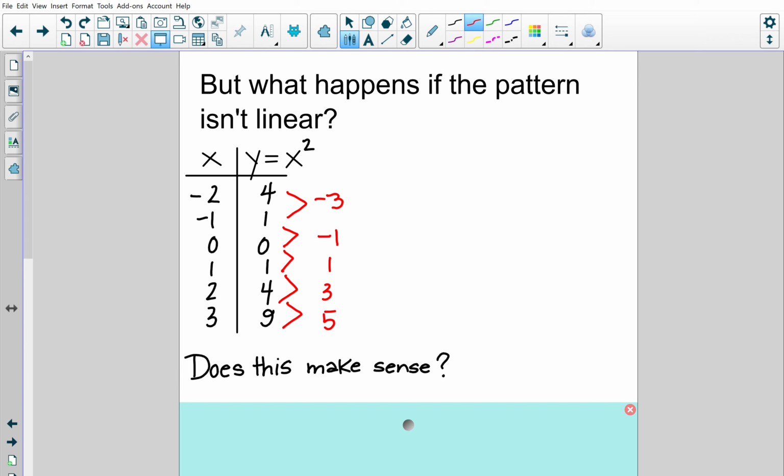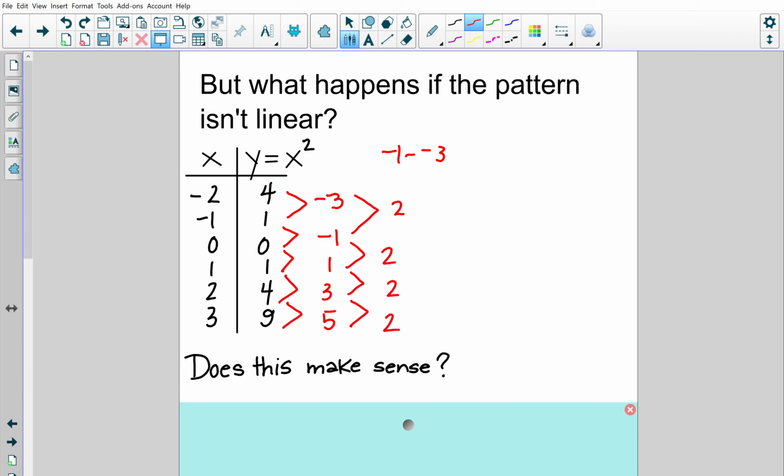Okay, those aren't constant differences. So let's take a look at the next set of differences. Negative 1 minus negative 3. See, negative 1 plus 3 is 2. 1 minus negative 1 is 2. 3 minus 1 is 2. 5 minus 3 is 2.